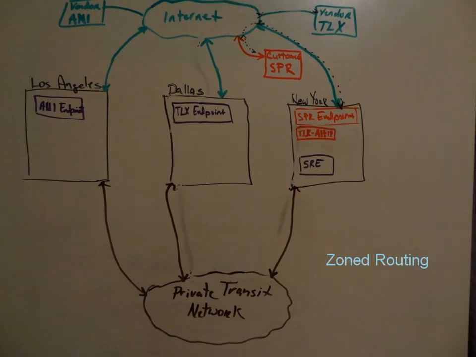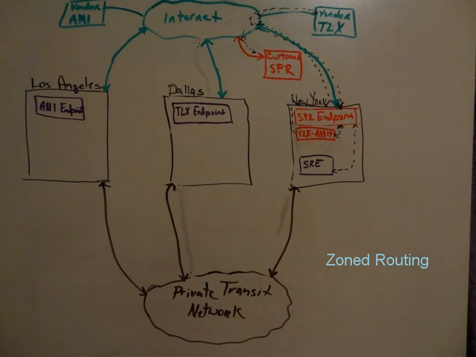Then here in the zone routing example, we've turned up our TLX alternate IP again and launched the call from our SPR customer. The call comes into the New York POP, gets routing from SRE, and this time gets the TLX IP address of the New York endpoint, and the call turns around and routes directly back out the New York internet connection, thus avoiding the private transit network.